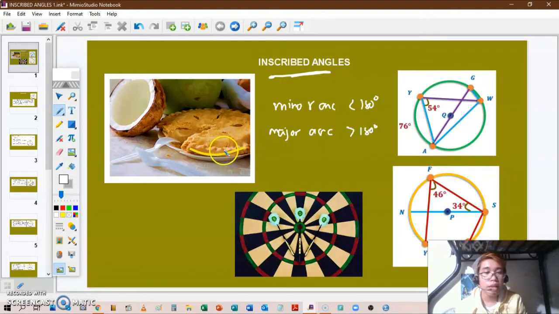Inscribed angles can also be found in things that we see in our house, and also in entertainment. So we have your pie, a literal pie with an arc. The arc can be measured using formulas that we discussed in the previous quarter, and also dartboards. If you want to find the measurement of this specific arc, we can use the formulas that we will learn for inscribed angles.